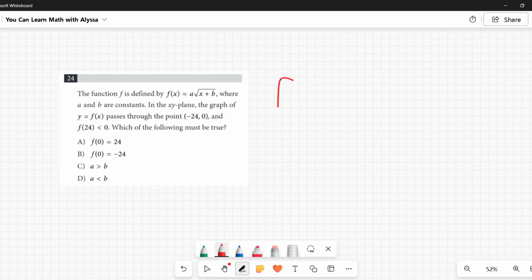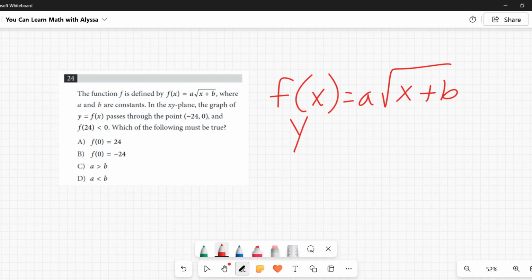Okay, so we have f of x equals a times the square root of x plus b. a and b are numbers. They are constants. We are told that when we graph this, where y is f of x, putting y in for f of x, it passes through the point (-24, 0). Well, let's plug in negative 24 and 0 into this equation and see what we might be able to deduce about this.